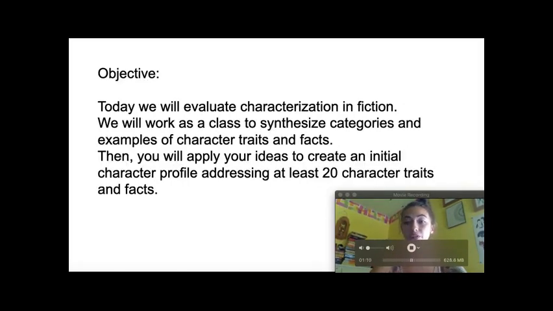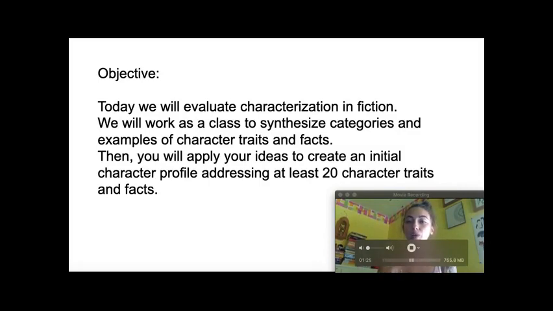Okay, so now that we've had a few minutes to work on our do now and we've had some people share their 5 character facts from their favorite characters in fiction, we're going to go over the objective for today's class. So today we're going to be evaluating characterization in fiction.